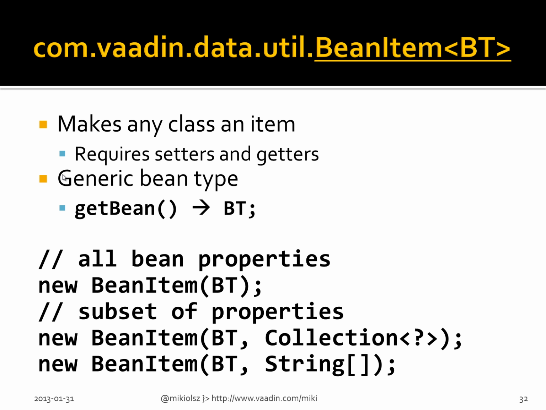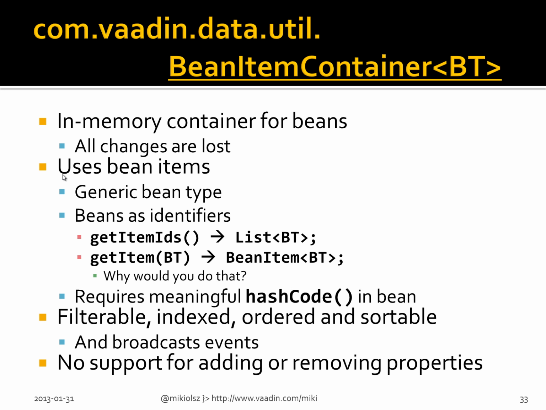And we can construct the bean item with all the properties by just passing the class there, or the object there in the constructor, or we can limit bean item to a subset of certain properties, so by just providing this subset. So once we have the bean items, then we should probably store them in some container. So yes, there is a class for that. It's called bean item container. It's generic over the same bean type as the bean item.